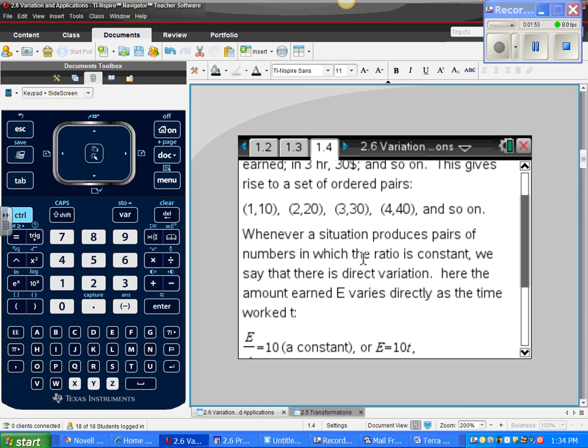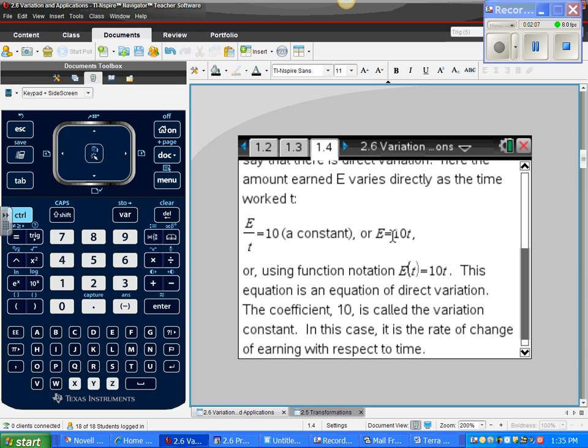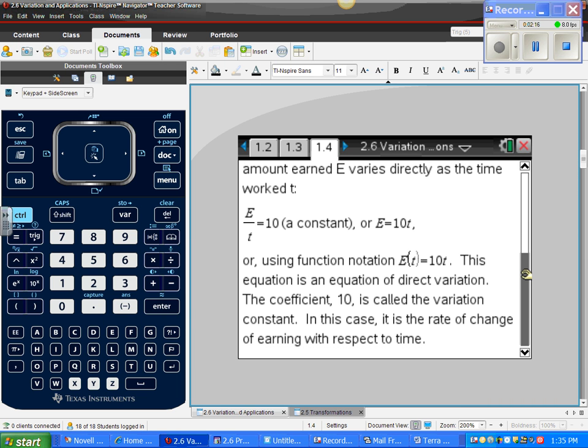Okay? So it produces a constant ratio. What I mean by that is 1 over 10 is the same thing as 2 over 20, is the same thing as 3 over 30. It all simplifies back to 1/10. So it produces that constant ratio. All right, so we have E equals 10 times T. So the earnings equals $10 per hour. Or using function notation, E of T equals 10 times T. So this equation is an equation of a direct variation. The coefficient is 10, and we call that the variation constant, or constant of variation. In this case, it's the rate of change of the earning with respect to time. Okay, so as time goes on, the worker earns more money.